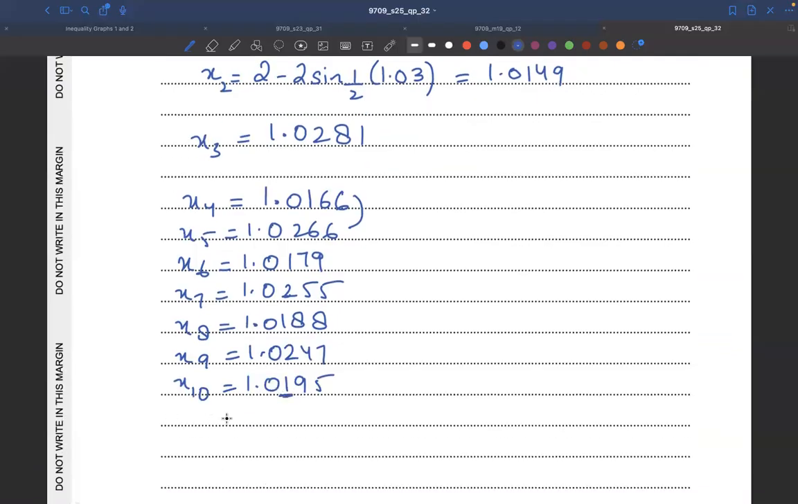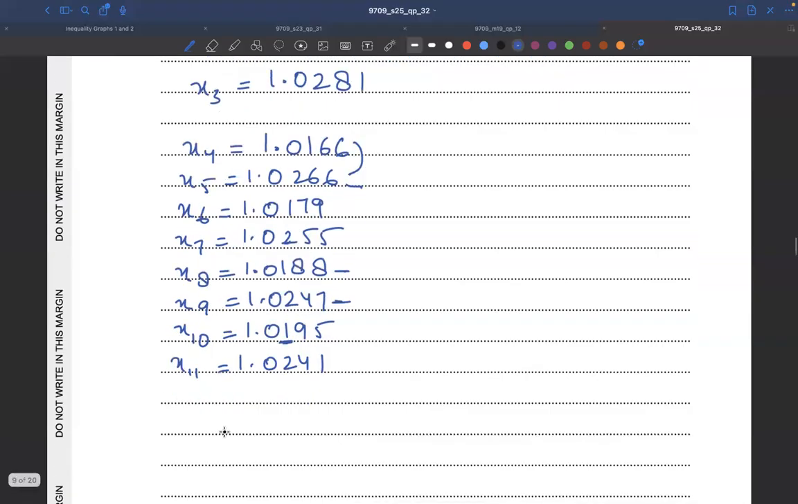You can just do it one more time to confirm. So if I put 0.0195 over here, it will again be 1.0240. So what we can see is from 0.0241, this will become 0.0241. So we can see each time these values are decreasing, or this value is increasing towards 1.02, and this is decreasing towards 1.02. So the final answer for x would be x equals 1.02.